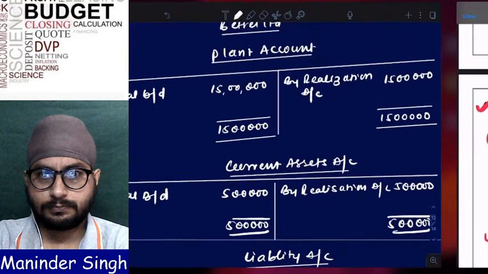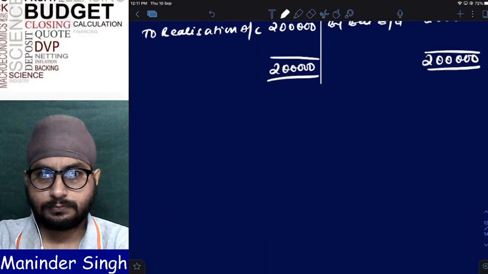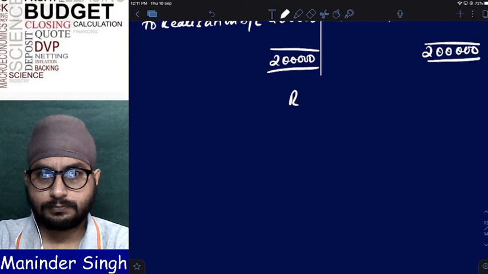First, let us close the assets and liabilities. We closed the assets and liabilities. I transfer them to which account? Realization account. So what will I open now? I will open the realization account. Clear?